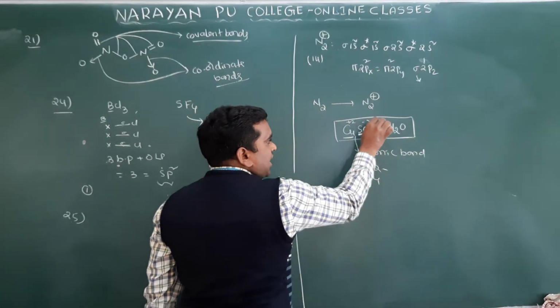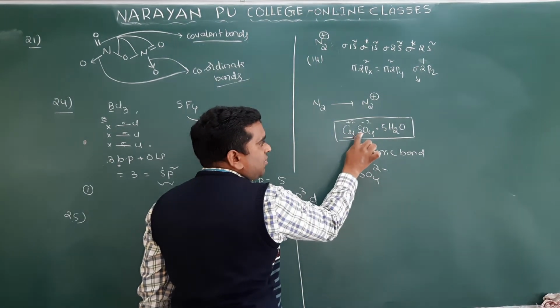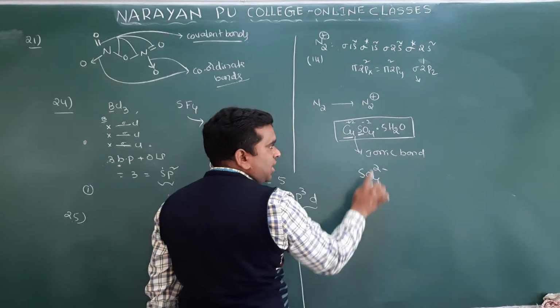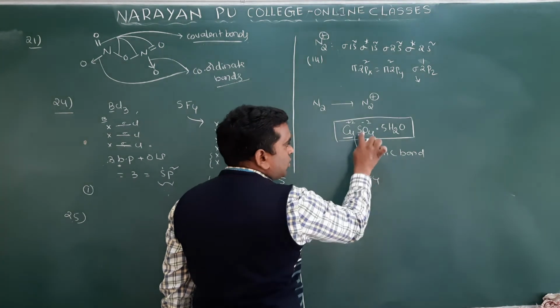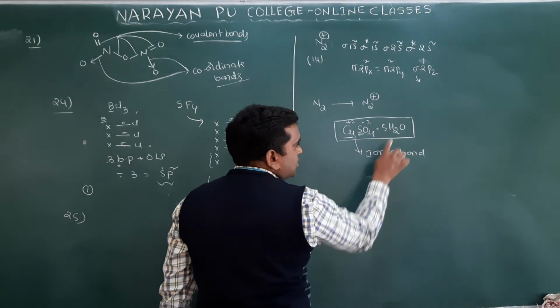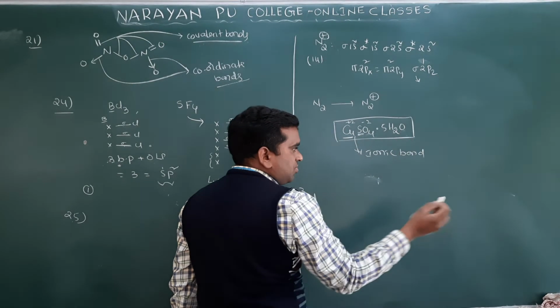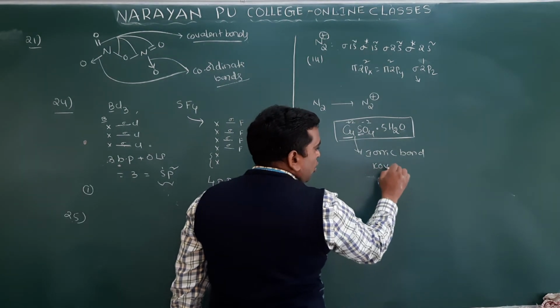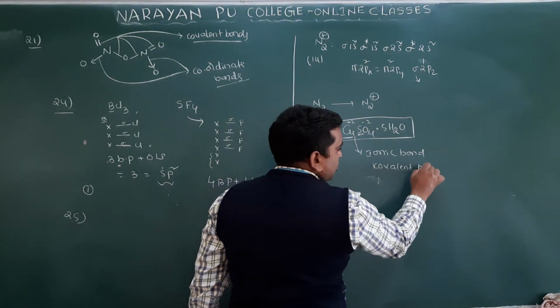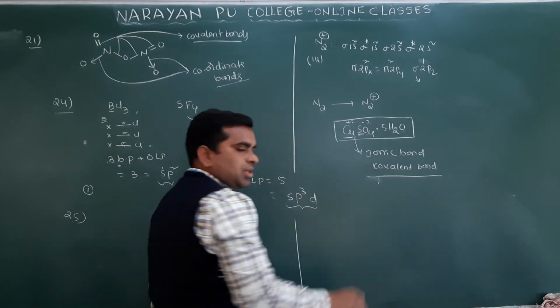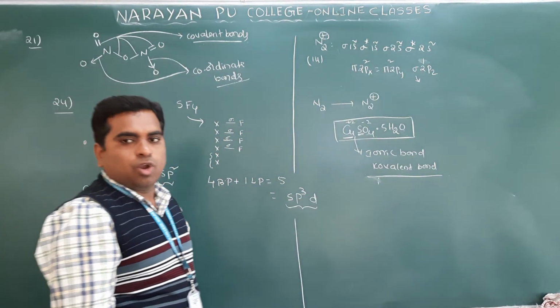And you know sulfate is SO4 2 minus, copper is plus 2. So the bond between sulfur and oxygen should be what? Sulfur and oxygen, because both are non-metals. The sulfur-oxygen bonds and the oxygen-hydrogen bonds are covalent bonds. Bonds between non-metal and non-metal are covalent.